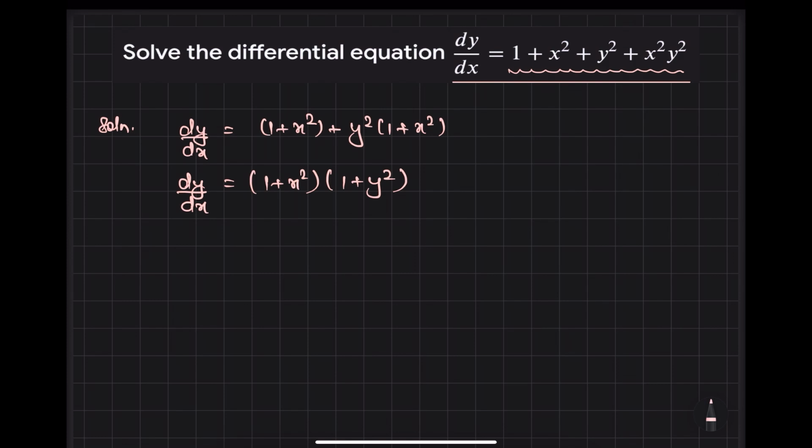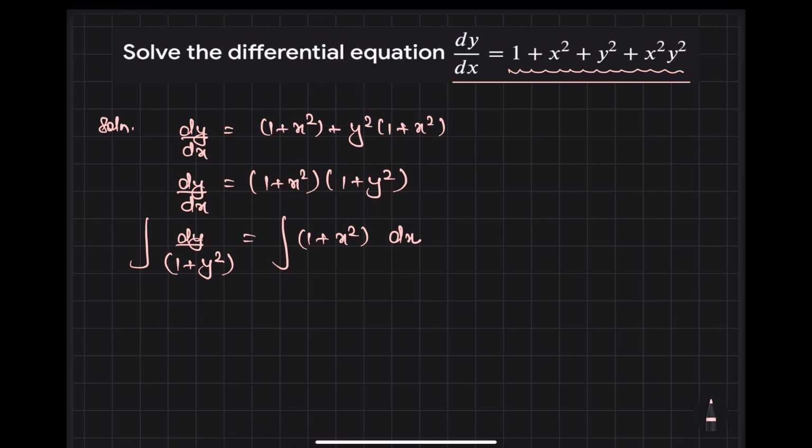Now what we will do? We will segregate both of them, meaning we will keep the y thing on one side and the x thing on the other side. So we have dy by 1 plus y square equals 1 plus x square dx. Now what we will do? We will integrate to backtrace the original equation.